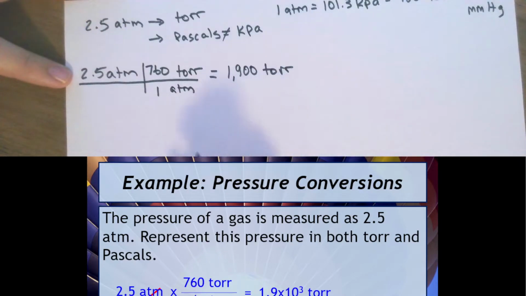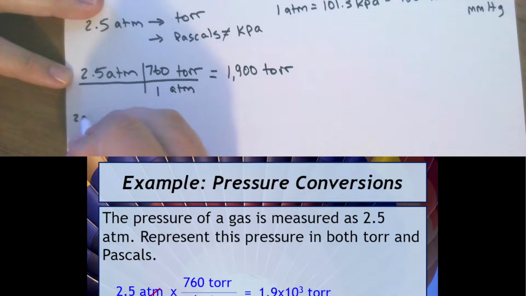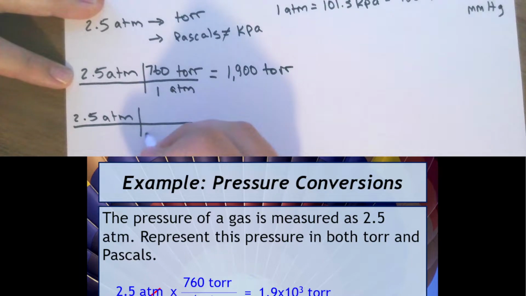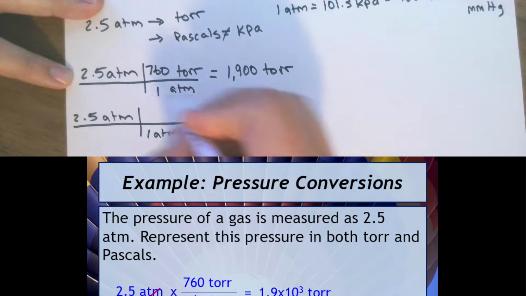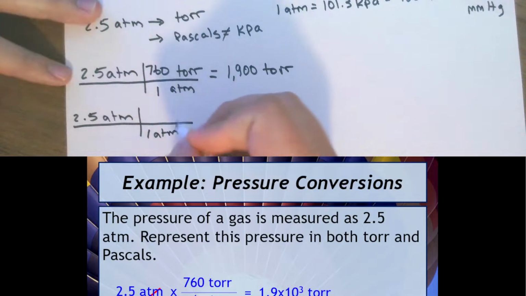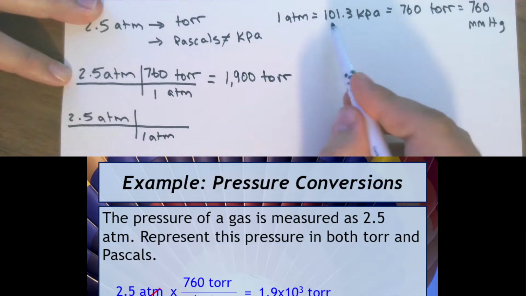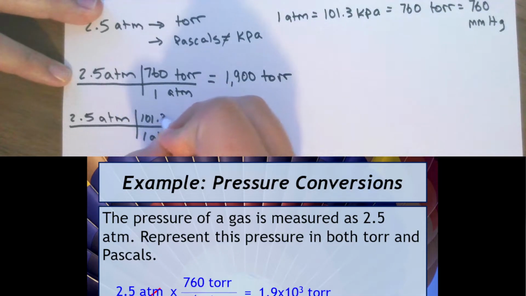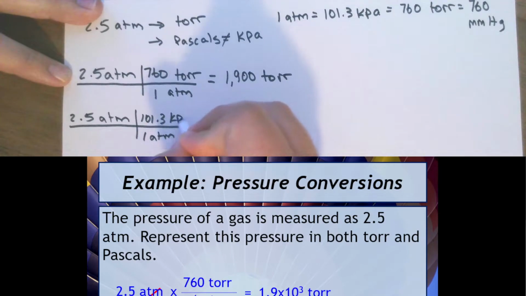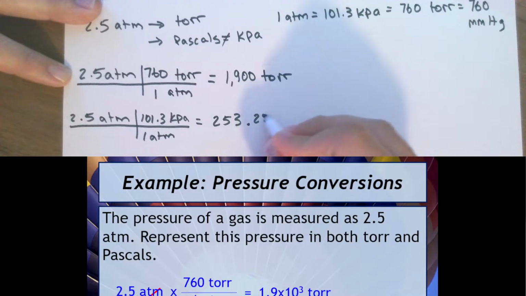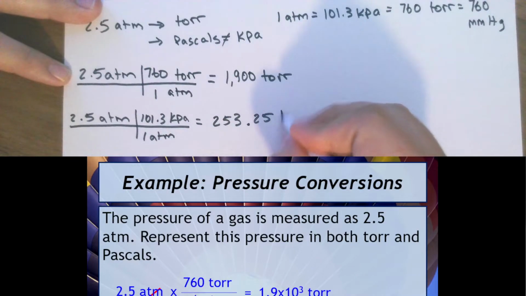I'm going to do the same thing now for my pascals. So we're going to set it up basically the same way. 2.5 ATM, 1 ATM on bottom to cancel out. This time I'm going to look for pascals, except I don't have regular pascals, I only have these kilopascals, these kPa. So I'm just going to go ahead and convert it to kilopascals. 101.3 kPa. I'm just going to go ahead and solve it with one step, just like we did before. Multiply these across, and I get 253.25. I'll keep a couple of decimals because we're not done yet. Kilopascals.